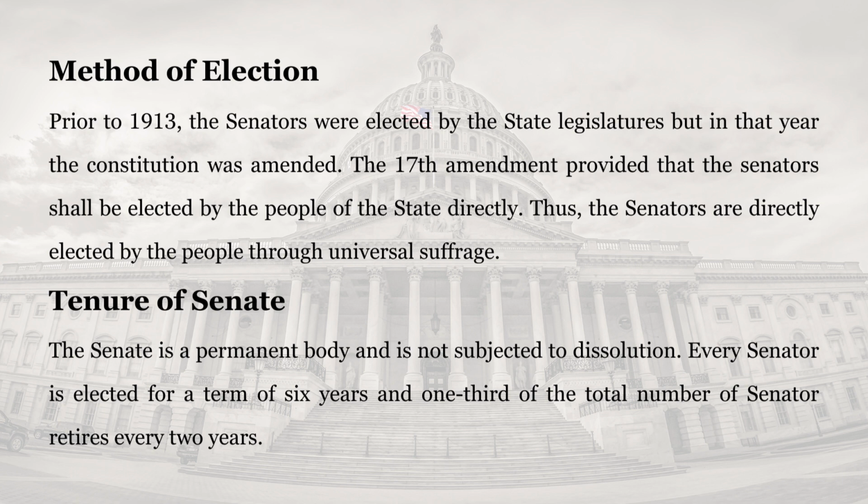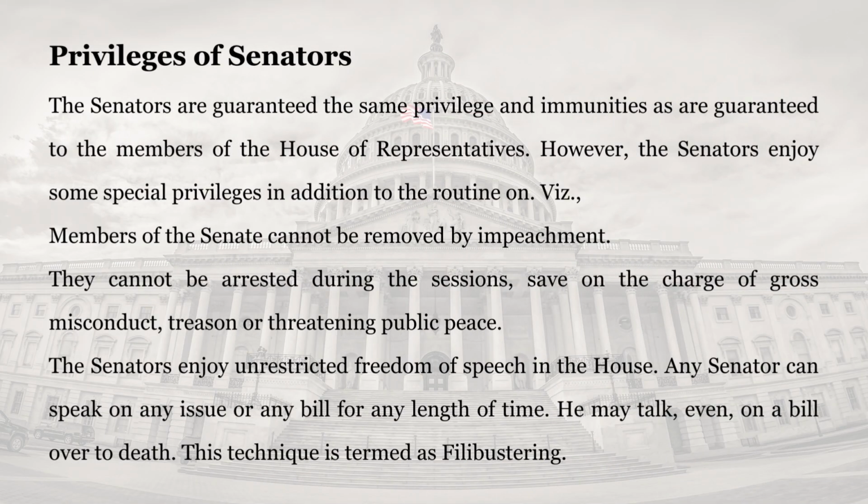Tenure of the Senate. The Senate is a permanent body and is not subject to dissolution. Every senator is elected for a term of 6 years, and 1/3 of the total number of senators retires every 2 years. Privileges of senators. The senators are guaranteed the same privileges and immunities as are guaranteed to the members of the House of Representatives. However, the senators enjoy some special privileges in addition to the routine ones.